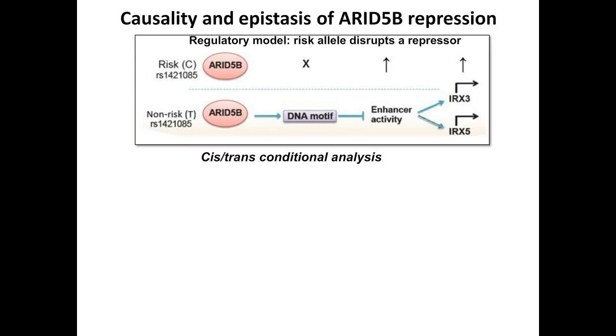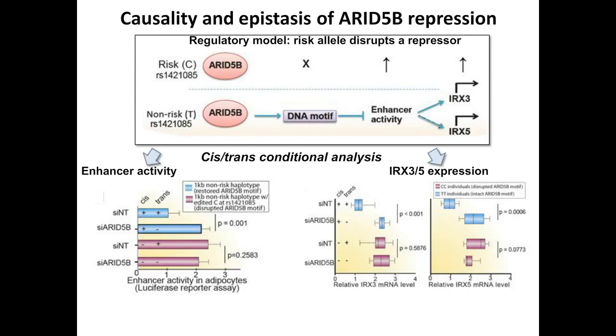So the model is the following, that the ARID5B repressor would normally bind the DNA motif, which is AT-rich, and repress enhancer activity, thereby shutting off both IRX3 and IRX5. But in the risk individuals, the motif would be lost, leading to lack of repression, and therefore gain of expression for both IRX3 and IRX5. And that's exactly what we found.